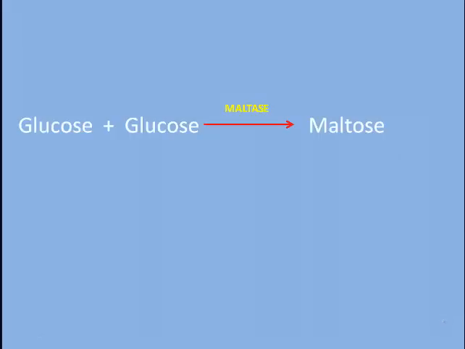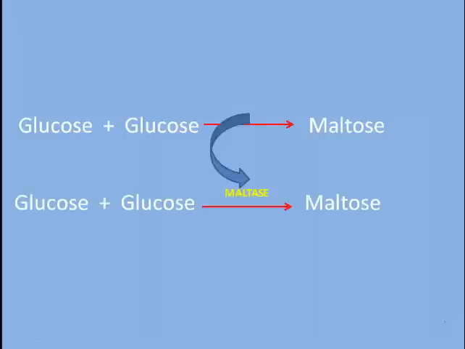Glucose will still react with glucose to produce maltose in the absence of maltase, but the thing is, once the maltase has finished catalyzing that reaction, it can go on and catalyze another reaction between other glucose molecules to produce maltose, and so on. And this can happen many times very quickly over and over again.